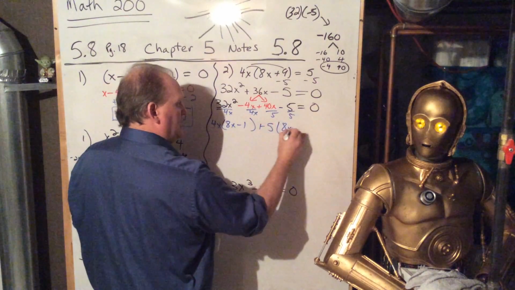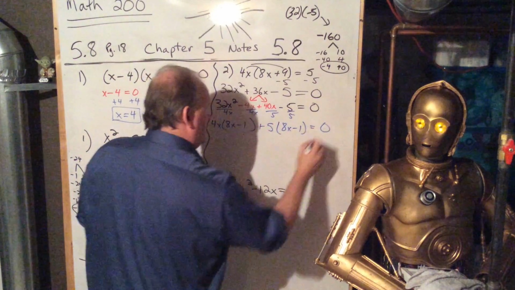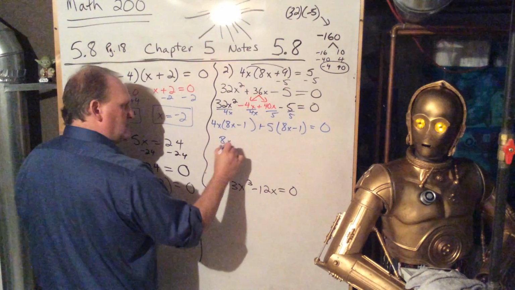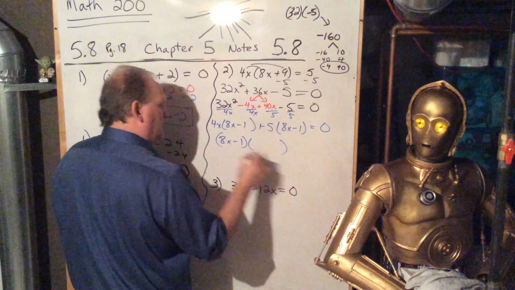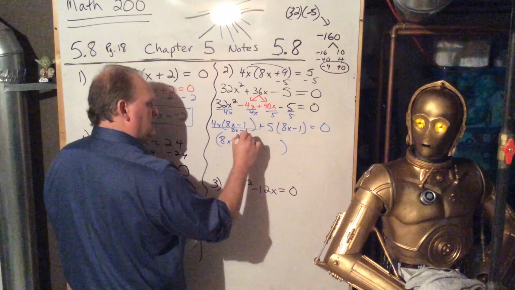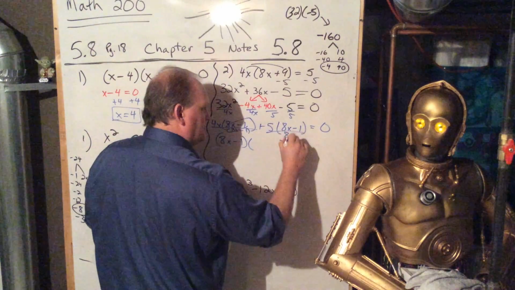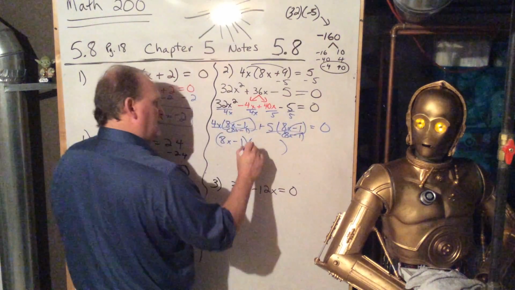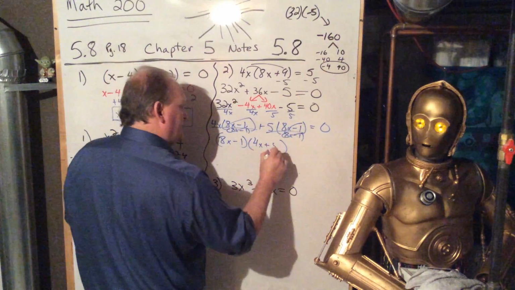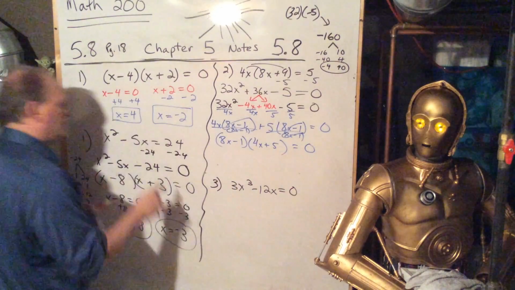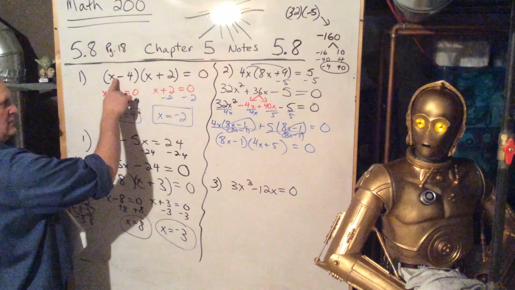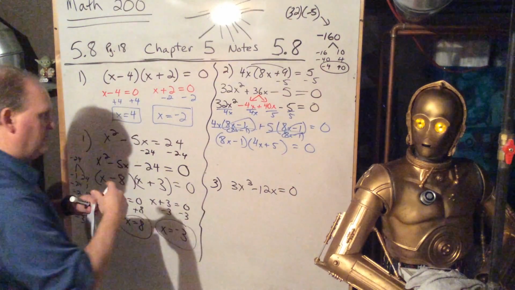And we end up with 8x minus 1. And now we factor out the 8x minus 1. 8x minus 1, 4x plus 5. So this is a little tougher. These were easier, where that was just a single number. You could just look at it and figure it out.